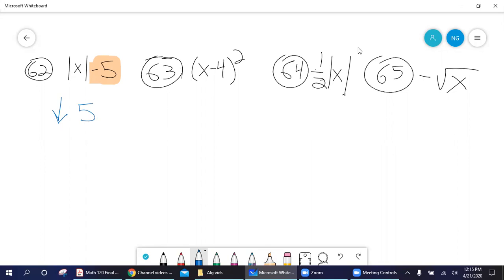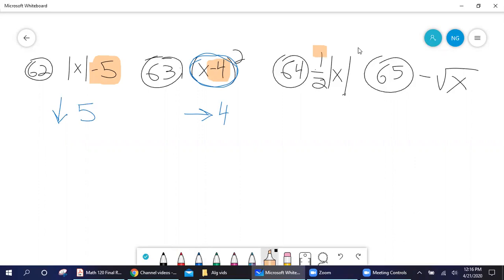Notice on 63, this is inside of the squaring function. That tells me it's going to be horizontal movement. Now I have to be careful here. X minus 4 actually means go to the right 4. And what may help is ask yourself what would make it 0. Using the zero factor property, positive 4 would make it 0.